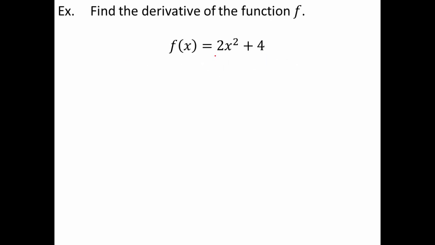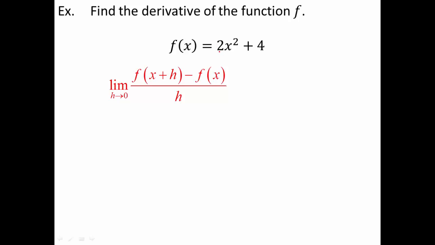So let's see how a problem works with a relatively simple one. Find the derivative of the function f, where f of x equals 2x squared plus 4. So what we'll do is we'll start with the difference quotient. Limit as h approaches 0 of f of x plus h minus f of x all over h. Anytime I'm trying to find the derivative, I'll always just start with the difference quotient.